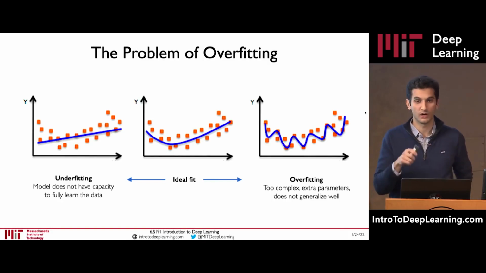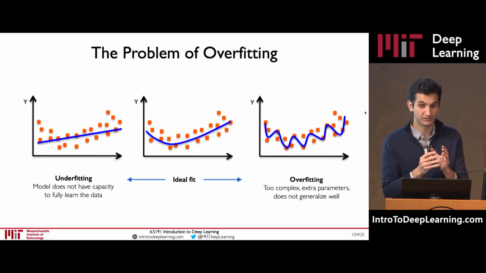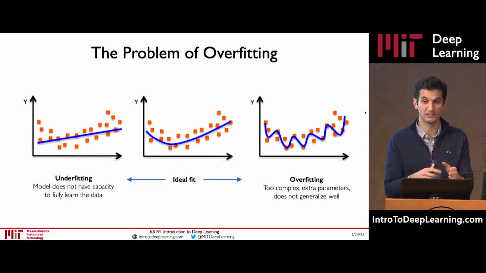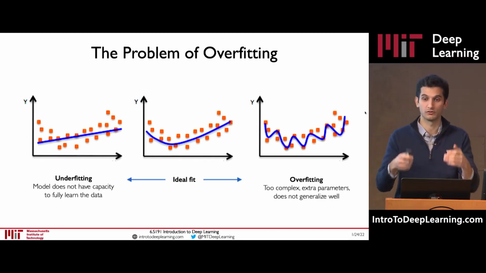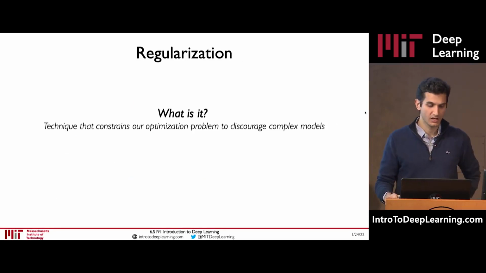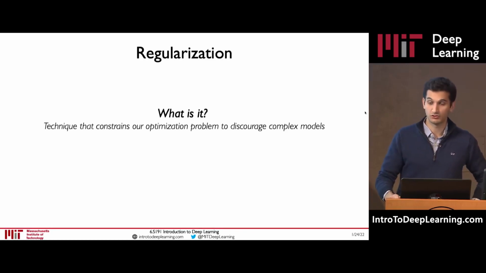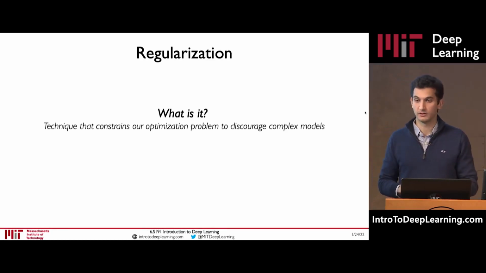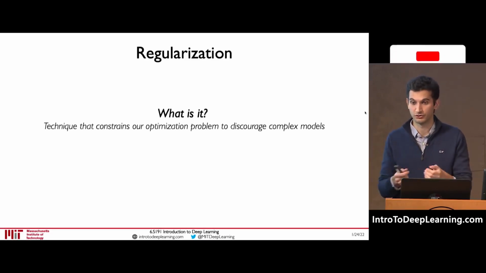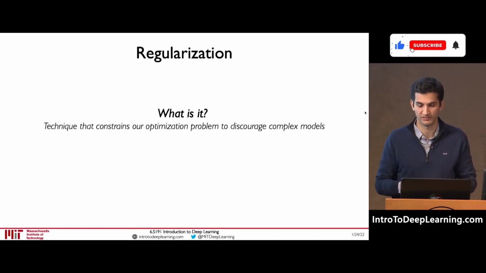Ideally, we want to wind up with something in the middle that is still small enough to maintain some of those generalization capabilities and large enough to capture the overall trends. So to address this problem, we can employ a technique called regularization. Regularization is simply a method that you can introduce into your training to discourage complex models, so to encourage these more simple types of models to be learned.